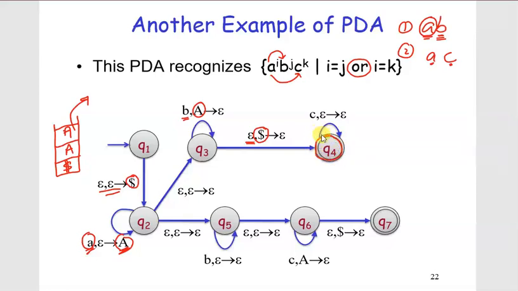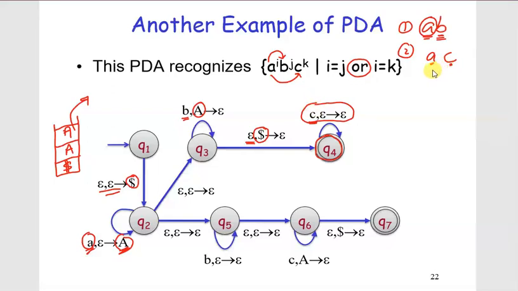At this stage, we can still read another alphabet C, but in this state we do not count how many C's, because C is independent. The number of C does not depend on A or B.